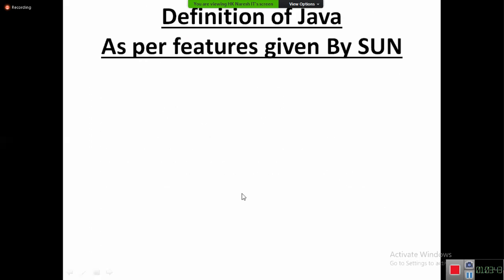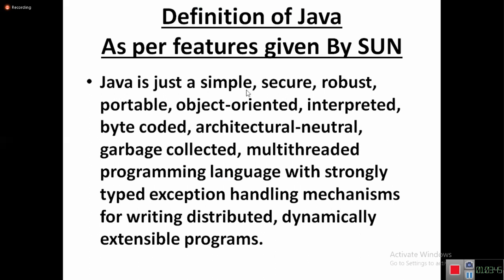Same definition, read. Java is just a simple, secure, robust, portable, object-oriented, interpreted, byte-coded, architecture-neutral, garbage-collected, multi-threaded programming language with a strongly typed exception-handling mechanism for writing distributed, dynamically extensible programs.